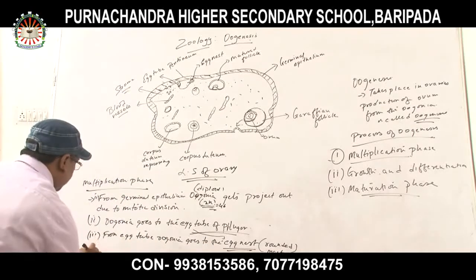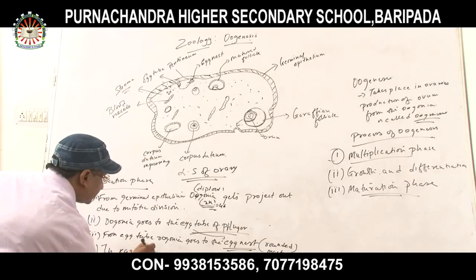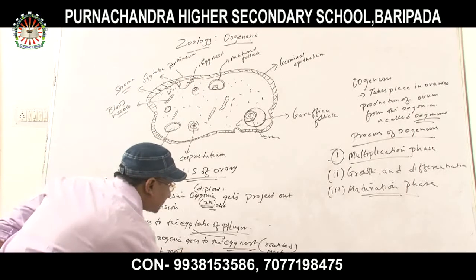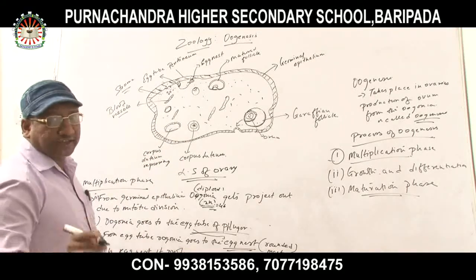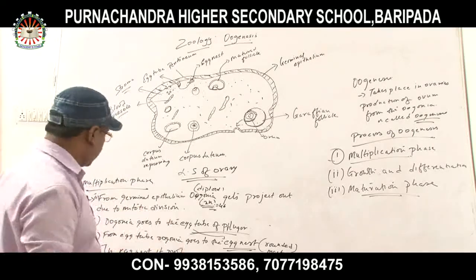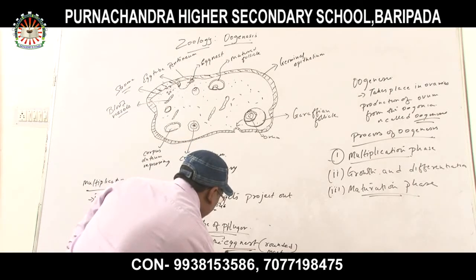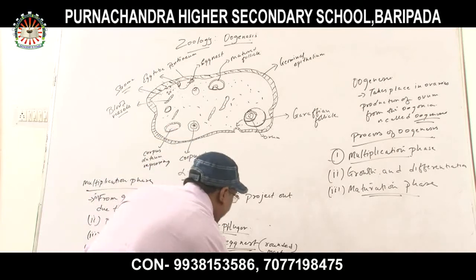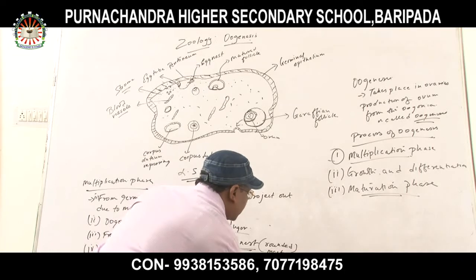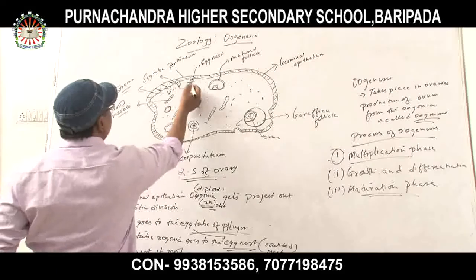From there, in the egg nest, it produces only one primary oocyte. Only one primary oocyte is formed from the egg nest. In the egg nest, it produces only one primary oocyte.